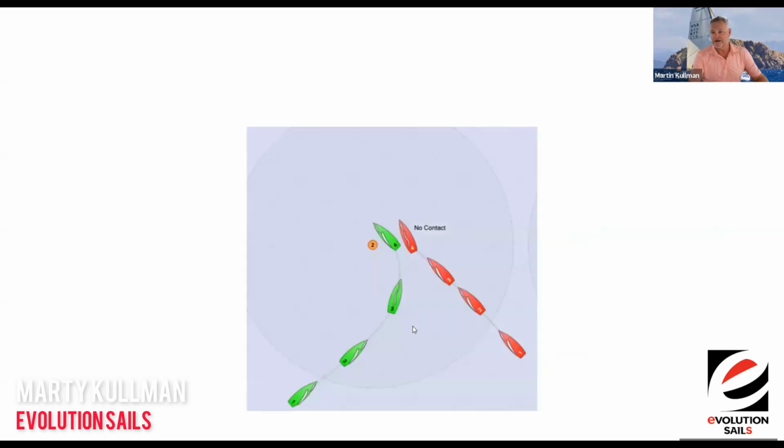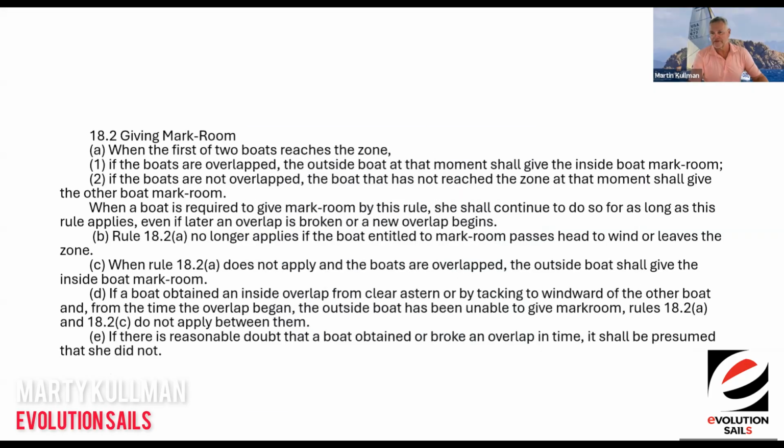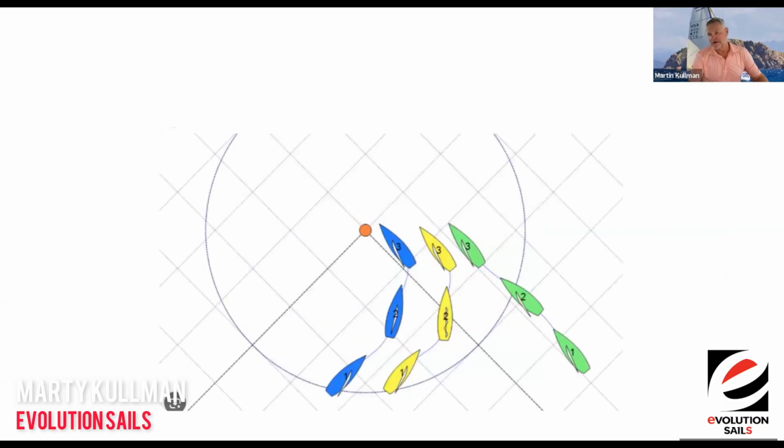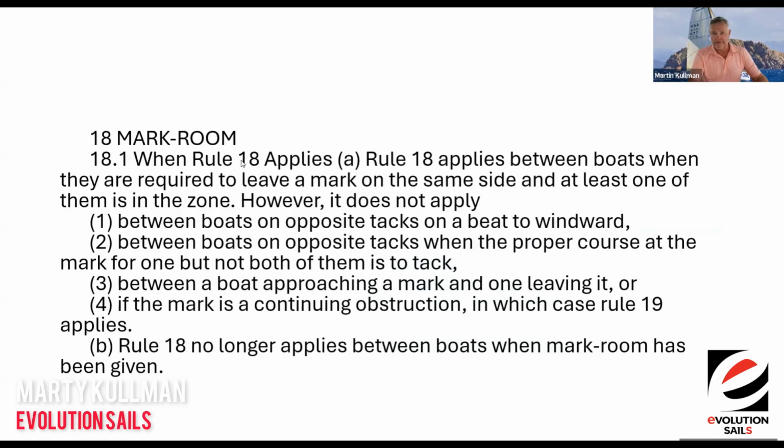On the same tack, if they enter the zone and they're overlapped, then the outside boat has to give the inside boat room. That's pretty standard, and everybody understands that one. It's when there's a different scenario, and I have these different scenarios that we're going to walk through. So, leave the mark on the same side, at least one of them in the zone.